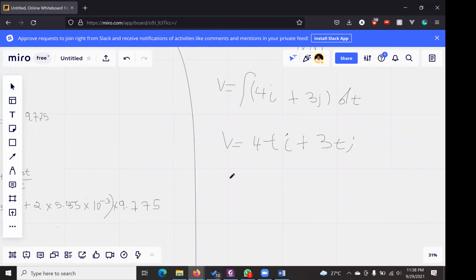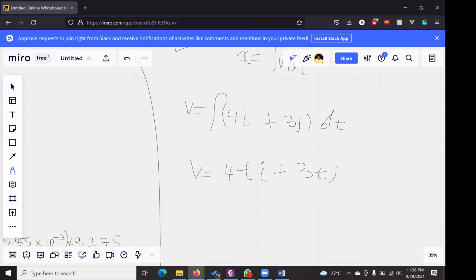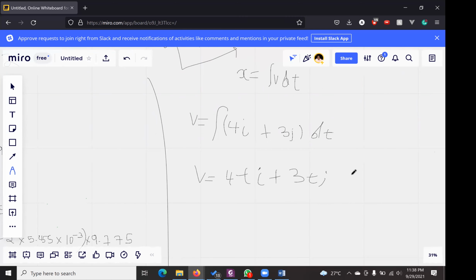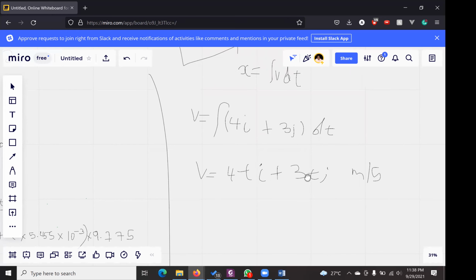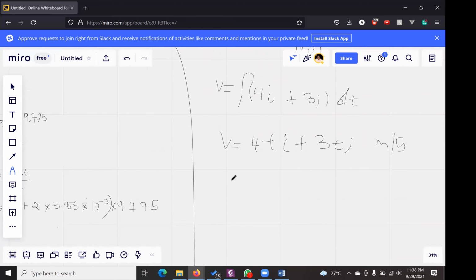This is your velocity function now. Cool? You know your units are meters per second. Bring back the units, please. Always. This is probably what I should be doing as I say it, but writing is not the most efficient thing.